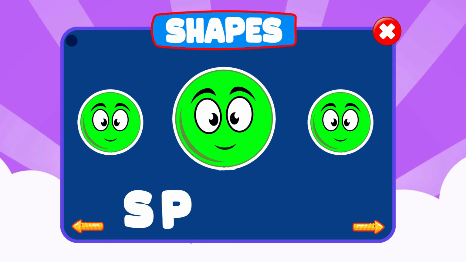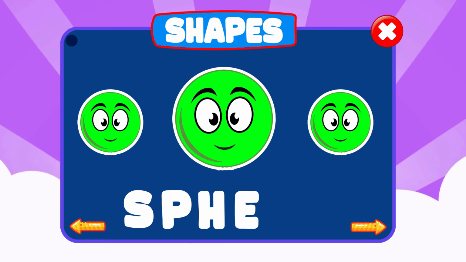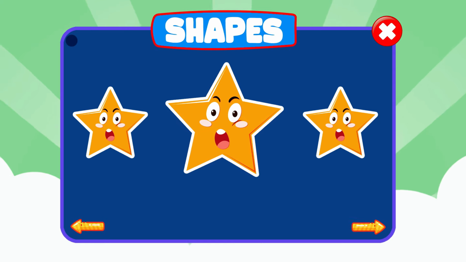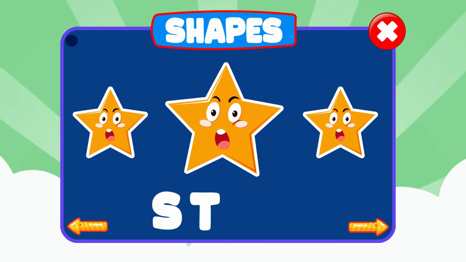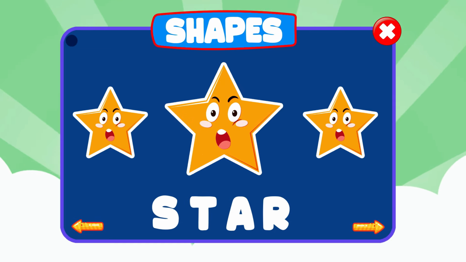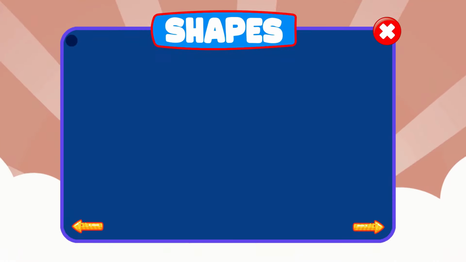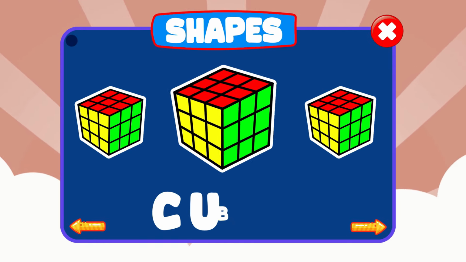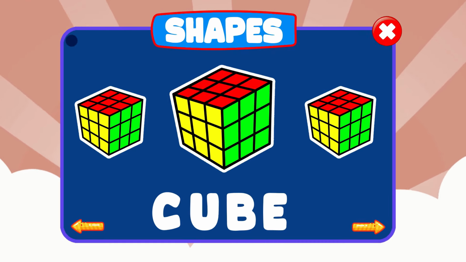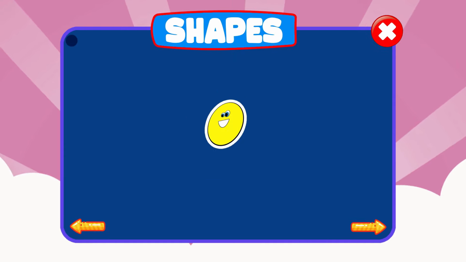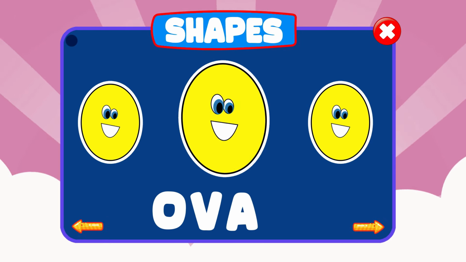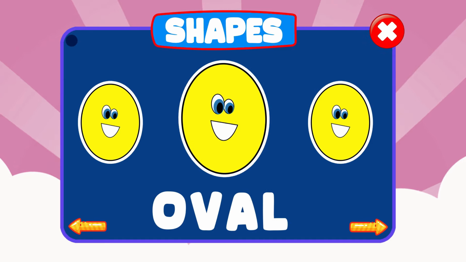Sphere. S, P, H, E, R, E. Sphere. Star. S, T, A, R. Star. Cube. C, U, B, E. Cube. Oval. O, V, A, L. Oval.